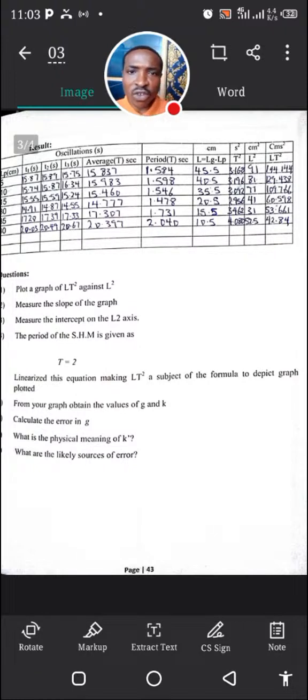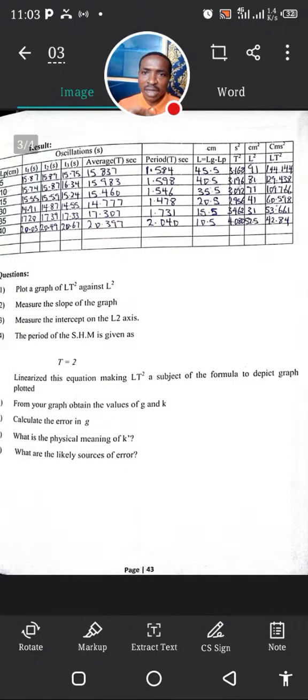So that is it. Your period, like I said, is the average time divided by the number of oscillations, which is 10, as given in the question. Then to get your L, it is LG minus LP. Now, they were supposed to record the LG value. The LG value is your center of gravity value, you understand? So you subtract LP from that.